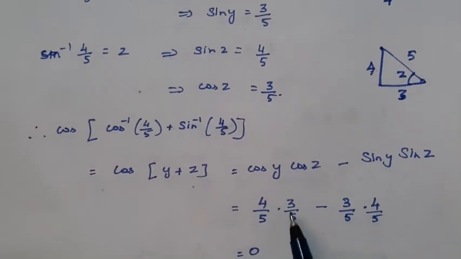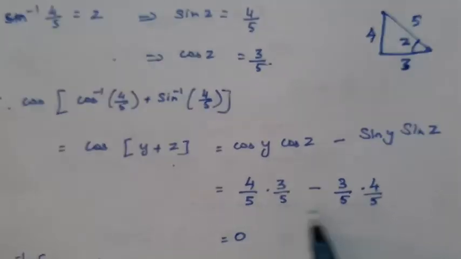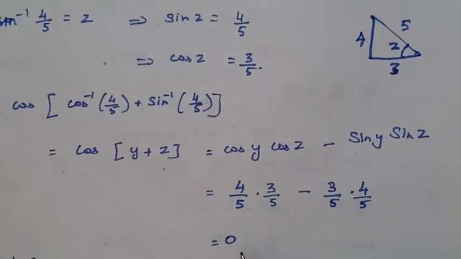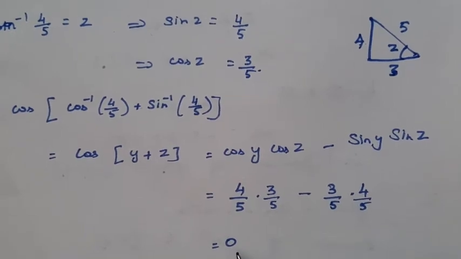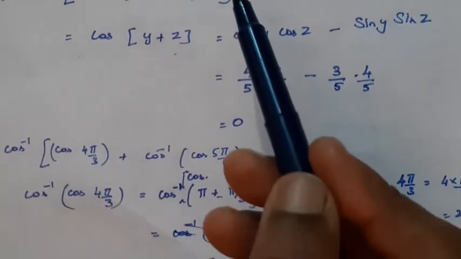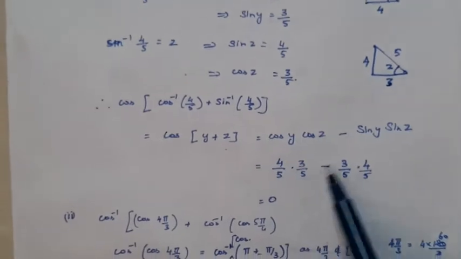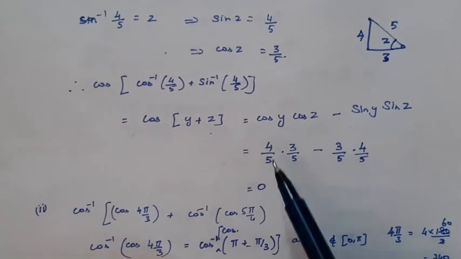So 4 by 5 into 3 by 5 minus 3 by 5 into 4 by 5, that is, they get cancelled. So what would be the value? That angle is 0, right? So instead of finding out the corresponding angles, we are doing it using the compound angle formula.